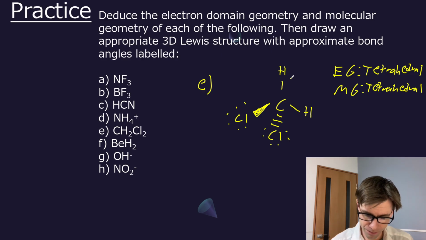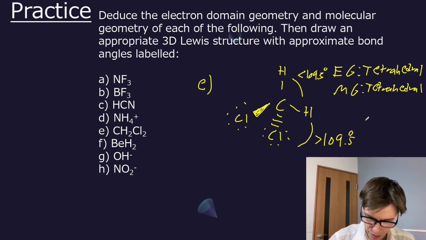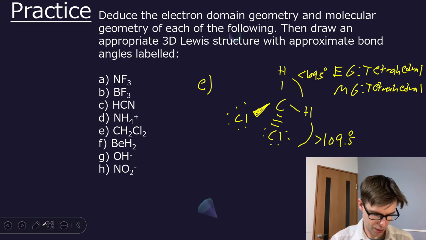So I think we're going to have a small angle HCH less than 109.5. And probably we're going to have a larger than 109.5 in between CLCH angle. I don't know exactly how much, maybe a couple degrees, but that should be fine to indicate. Okay, that's my guess anyway.